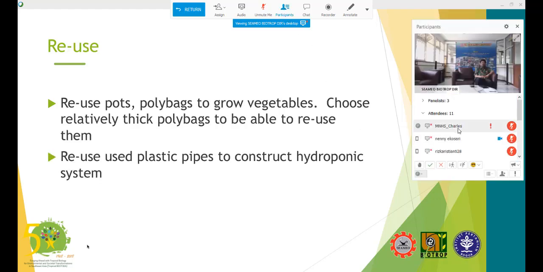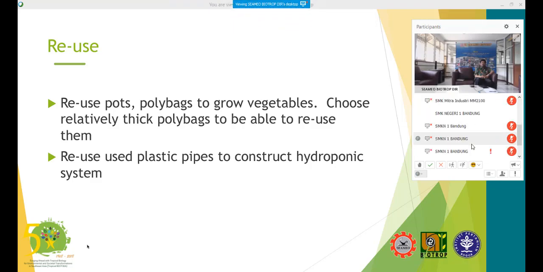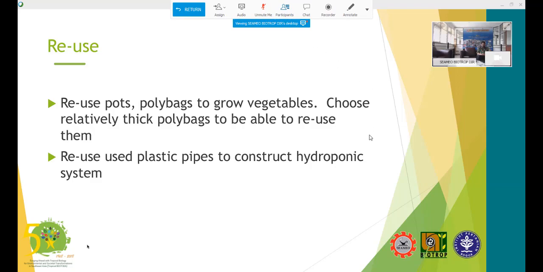Reuse pots and poly bags to grow vegetables. Choose relatively thick poly bags to be able to reuse them, because if it is a thin one, it will be easy to tear off, so we cannot reuse it again and it becomes waste. And use plastic pipe to construct a hydroponic system.